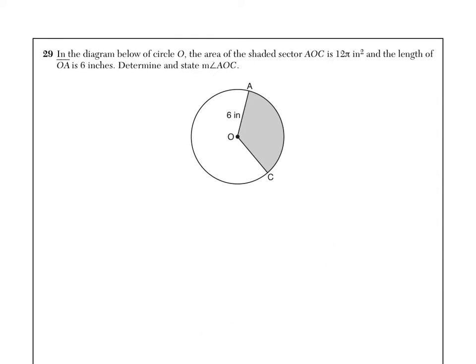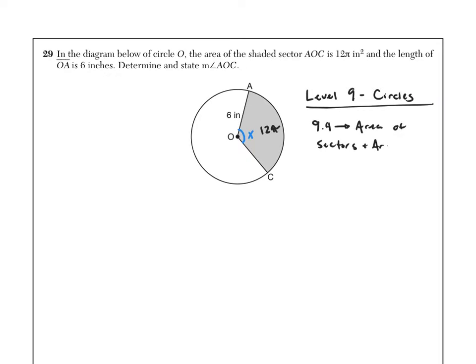All right, number 29. In the diagram below in circle O, the area of the shaded sector AOC is 12 pi. And the length of OA is 6. Determine and state the measure of AOC. So the angle is our x in this point, and we know the shaded sector is 12 pi. Now this is from level 9, where we learned about circles. And if you really wanted to review this exact topic, all you'd have to do is go to 9.4, area of sectors, and as an added bonus, you have arc length.